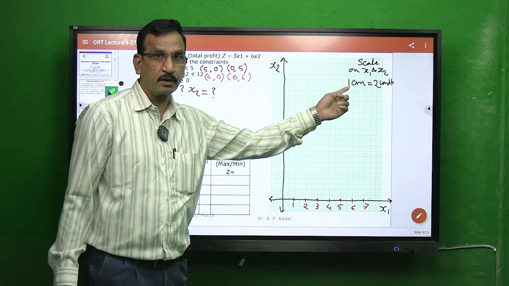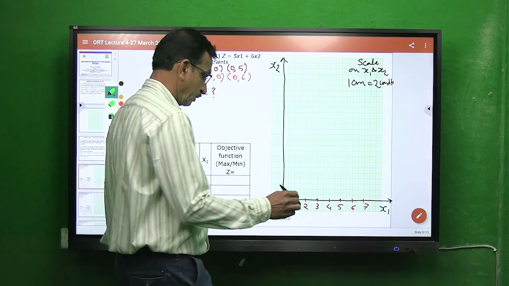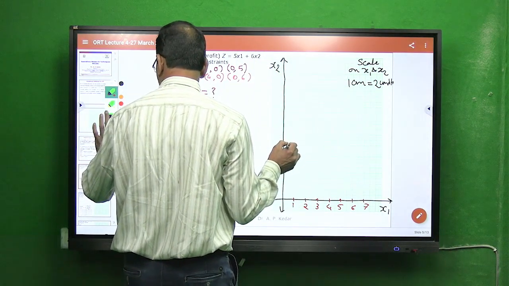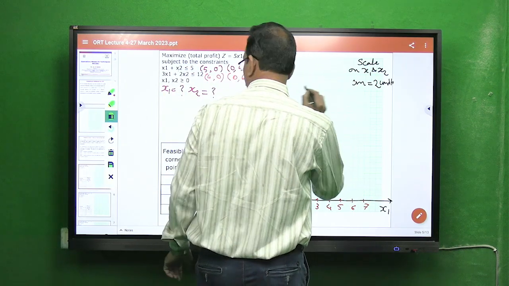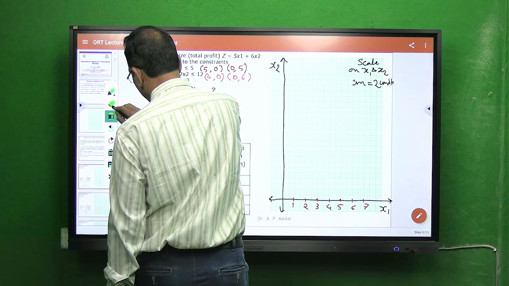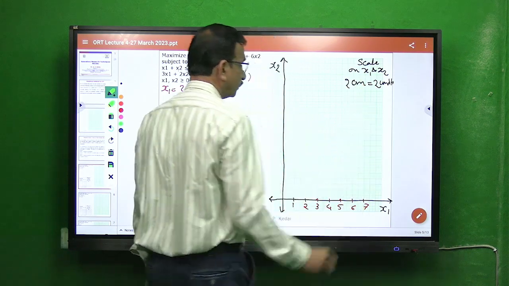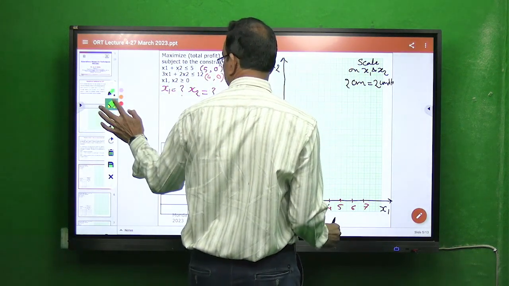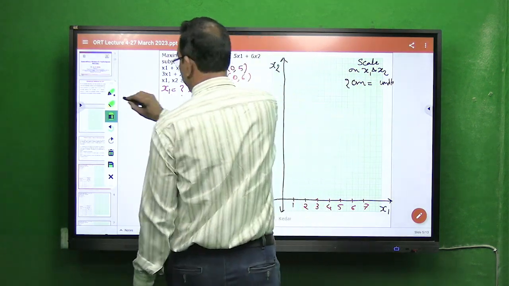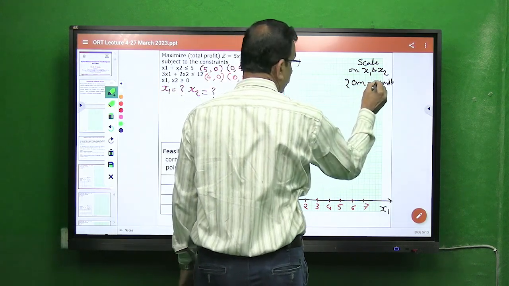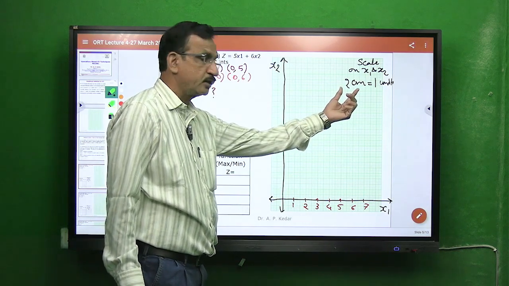If the scale would have been 1:1, I would have drawn 1 over here after 1 centimeter. Since I have taken a bigger scale, I am using 1 centimeter equal to, it is wrong, 2 centimeter equal to 1 unit. 2 centimeter equal to 1 unit. Next, 2 centimeter equal to 1 unit. So the scale is like this.